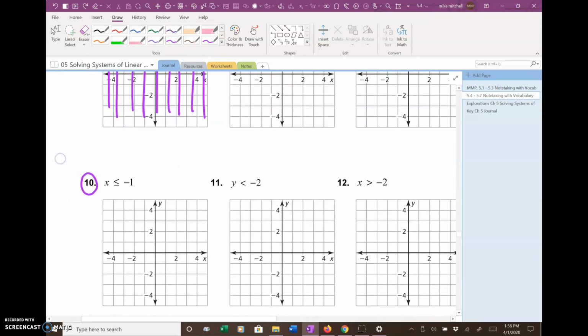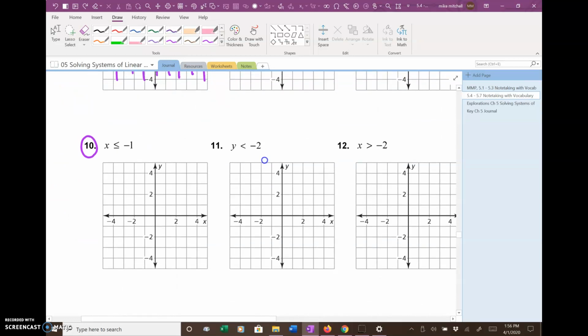Okay, number 10. This time x less than or equal to negative 1. So I go to x negative 1. That's right here. I have an equal sign there. That means it's going to be a solid line. So I'm going up. I'm going down. Less than on the x-axis is to the left. So I'm going to shade this side over here. And that's our shaded side.